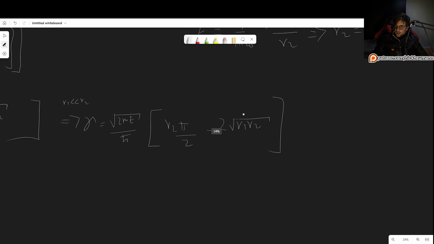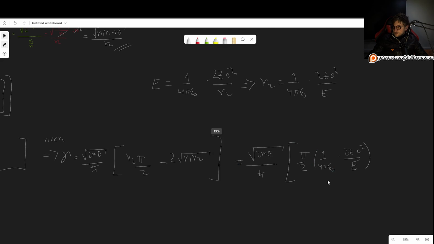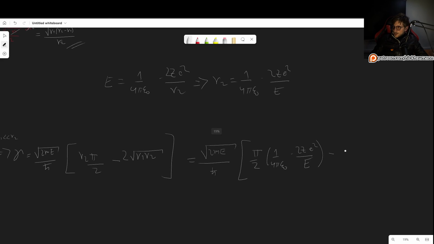So let's now plug that in. By doing that, we get the square root of 2me divided by h bar, and then we get pi over 2 times a factor of all of this: 1 over 4 pi epsilon 0 times 2 z e squared divided by the energy. And then we have minus 2 times the square root of R1.